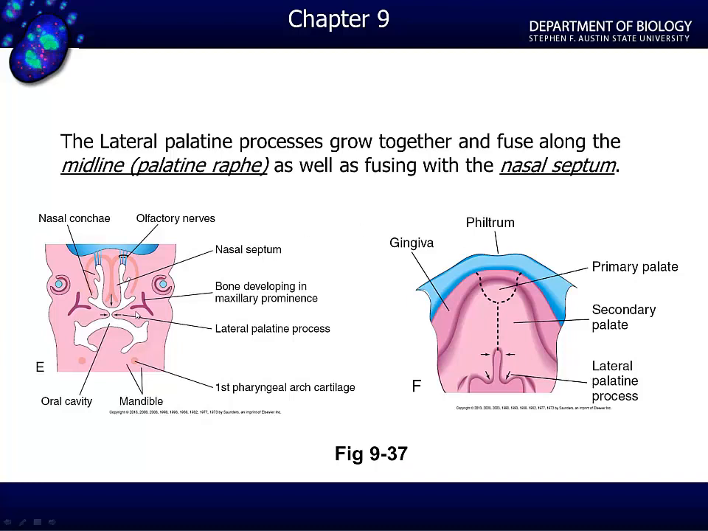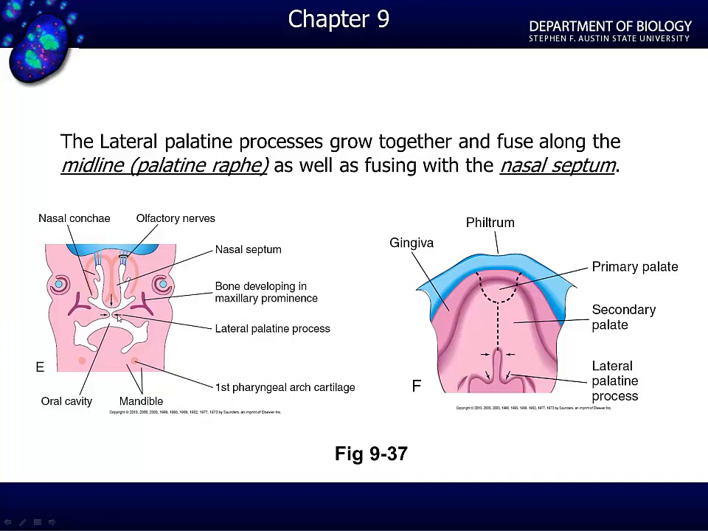So they're growing together here, and a little bit later in development, we can see we've got a much larger oral cavity. The tongue is much smaller relative to the overall shape and is much lower, so the tongue is out of the way, and our lateral palatine processes are growing closer and closer to the midline to form the definitive secondary palate. But we can also see that the nasal septum is growing downward, and it will contact the lateral palatine processes at the midline and fuse with them.